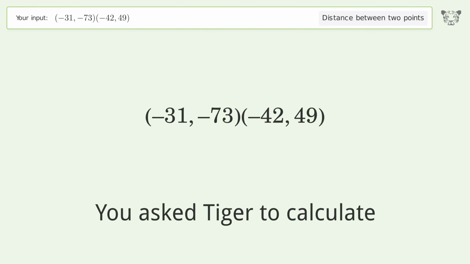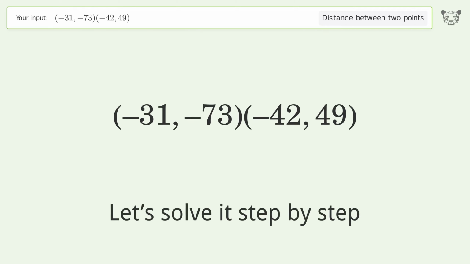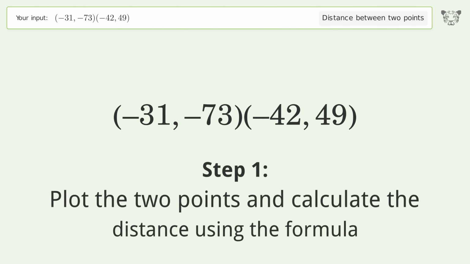You ask Tiger to calculate. This deals with the distance between 2 points. The distance between the 2 points is the square root of 15,005, or 122.495. Let's solve it step by step. Plot the 2 points and calculate the distance using the formula.